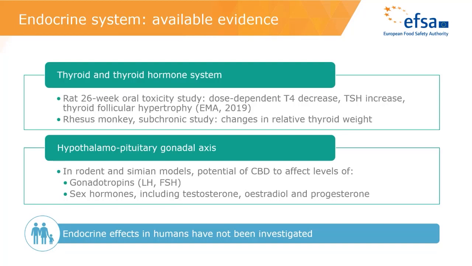Additionally, we have some evidence showing that CBD could affect the hypothalamo-pituitary gonadal axis. Meaning that in rodent and in simian models specifically, CBD consumption has been associated with adverse effects on gonadotropins such as LH or FSH, as well as sex hormones and mostly testosterone, with potential decreases in testosterone, as well as a few studies on females showing effects on estradiol and progesterone. The major data gap that we have here is that those endocrine effects have not been investigated in humans, so we do not have answers as to what the effects in humans are. Next slide, please.